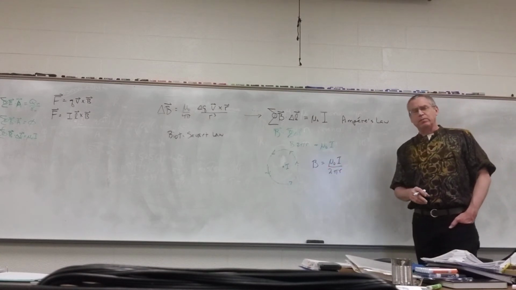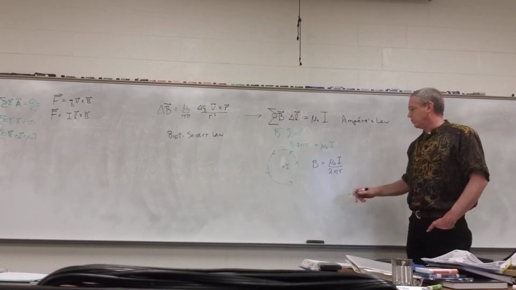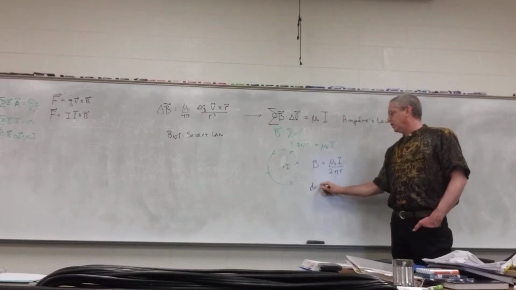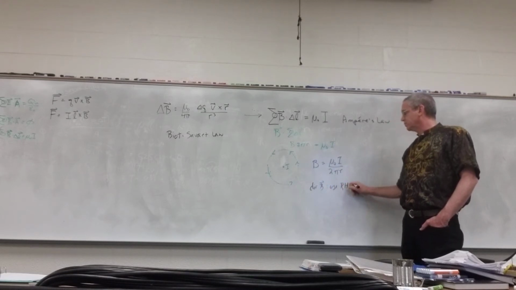Notice the way I've written the problem right here, there's no vector symbol over the B. To find the direction, you use the right-hand rule. And so the direction of the B field, use the right-hand rule.